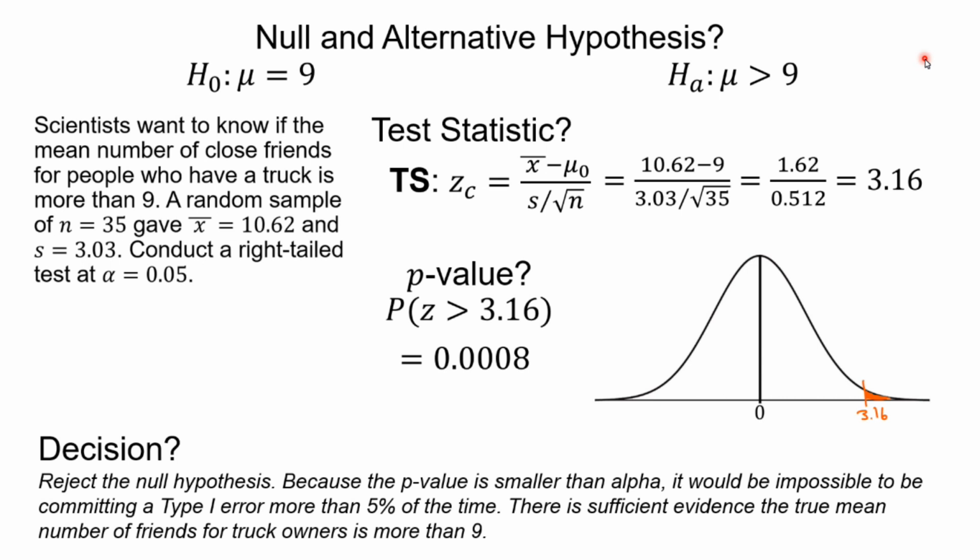In general, if the p is low, reject the H0. That means that p being low is actually less than 5%, right? 0.0008 is less than 5%. So what that really means is, if the null hypothesis were true, if it really were 9 friends on average that truck owners have, it would be really, really weird to get the x bar we got. 10.62 would be really strange. In fact, it would only occur around 8 in 10,000 times. That's what this probability is representing right there. That is the p-value.